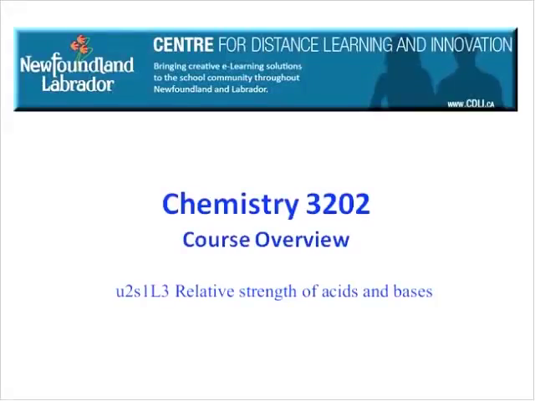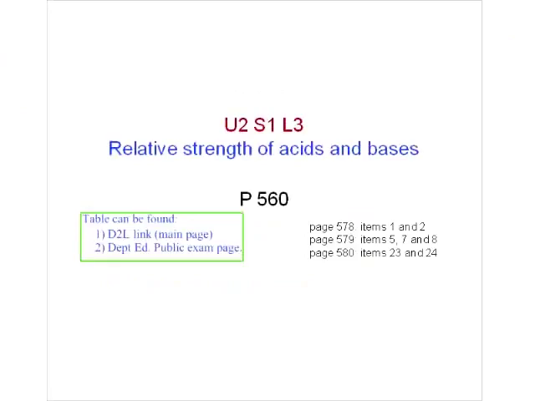Okay, Chemistry 3202, Course Overview Review. Unit 2, Section 1, Lesson number 3. We're going to be looking at the relative strengths of acids and bases based on a table.